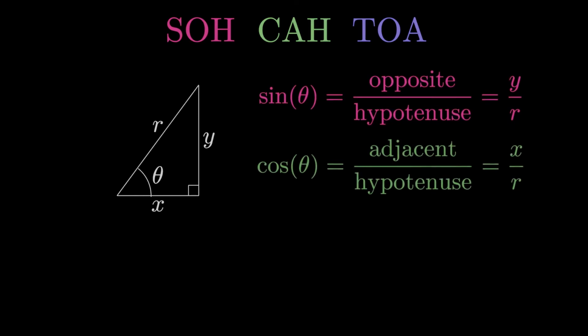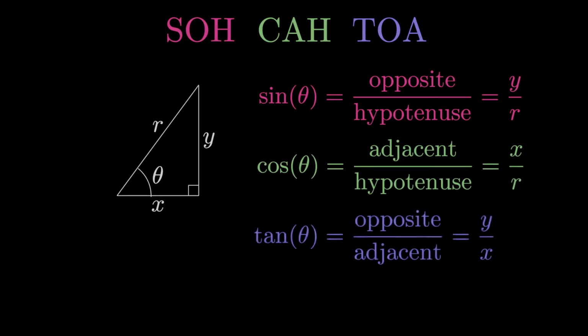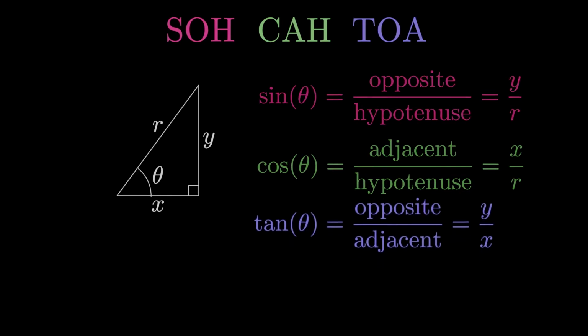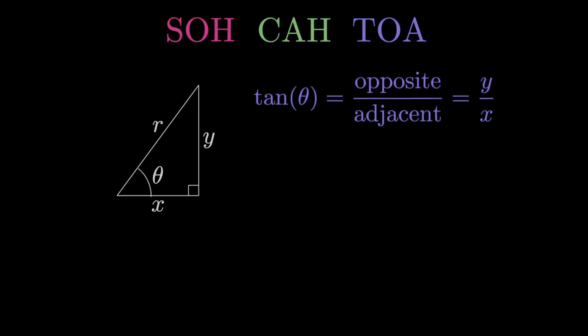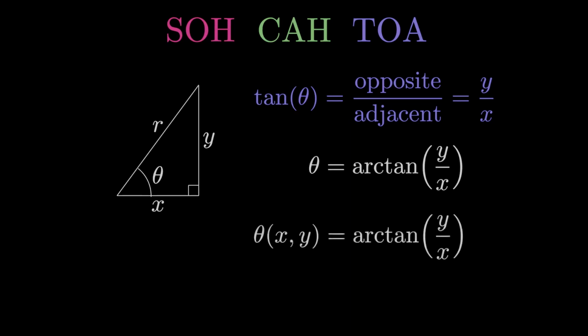Cosine of theta is equal to the adjacent side over the hypotenuse, or x over r. And finally, tangent of theta is equal to the opposite side over the adjacent side, or y over x. And this last one was exactly what we were looking for. Taking the inverse tangent of both sides, we're left with theta as a function of x and y. Given x and y, I can use this relationship to find theta, and this relationship to find r.